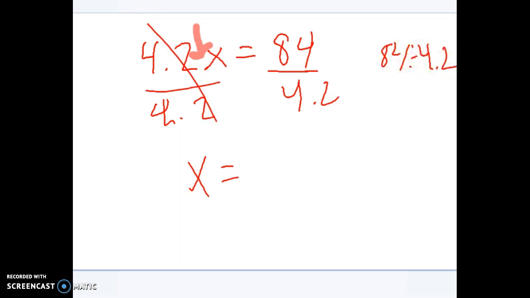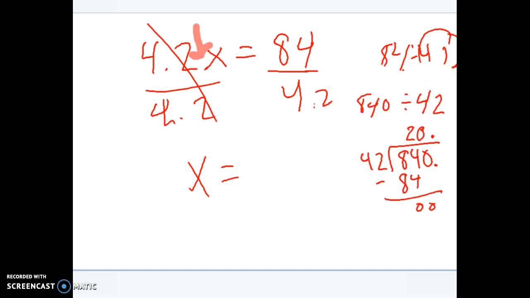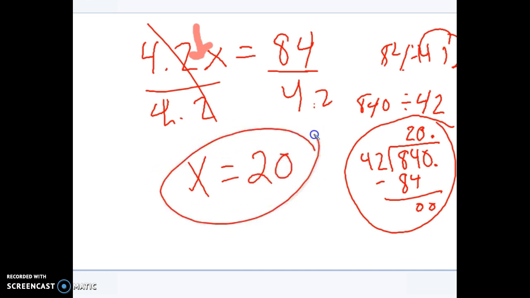As you recall from lesson 4, when we divide with decimals, our divisor, our second number, has to be whole. So we have to move our decimal 1 to the right, which means we also have to move it 1 to the right in the number 84. So we now have 840 divided by 42. So now that we're dividing 840 divided by 42, we can solve our division problem with decimals, and we get an answer of 20. Therefore, x equals 20.